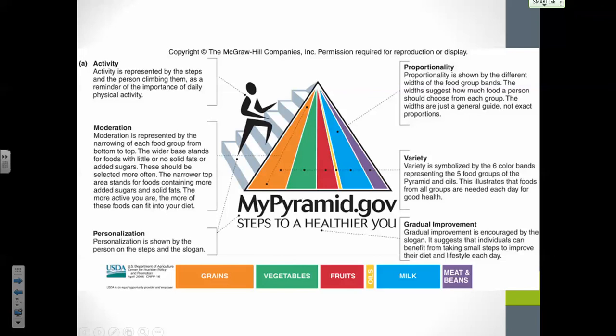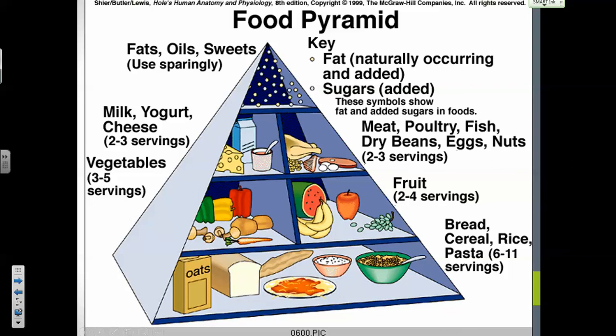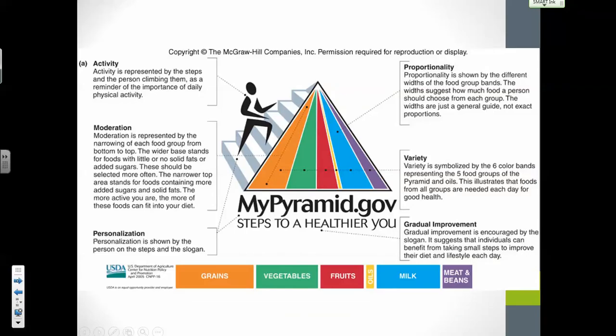I don't know why they went to this one, because it's much easier to see the pictures of the food. But on this one, each color band represented a different food category. Like the orange is still the biggest, and it's the grains, but they've specified that, if you read the details on it, they need to be more whole grains.